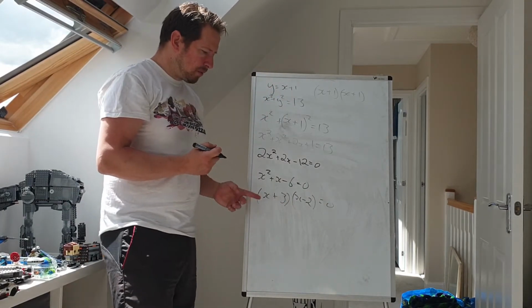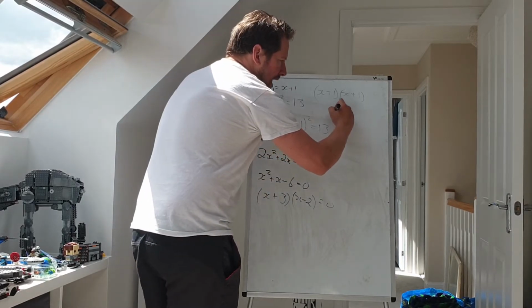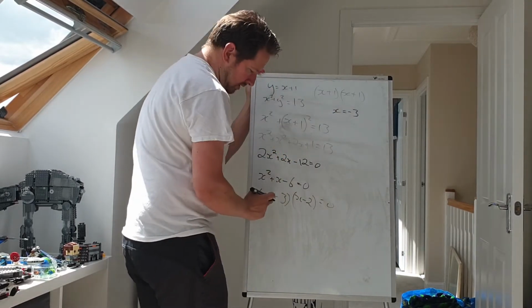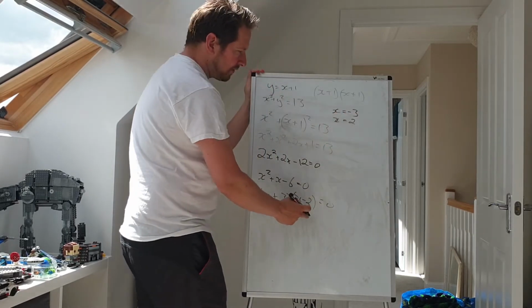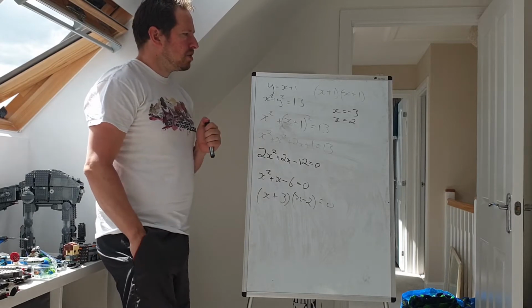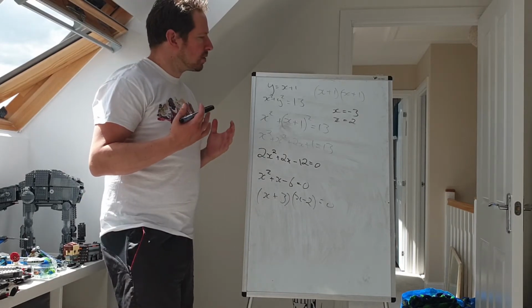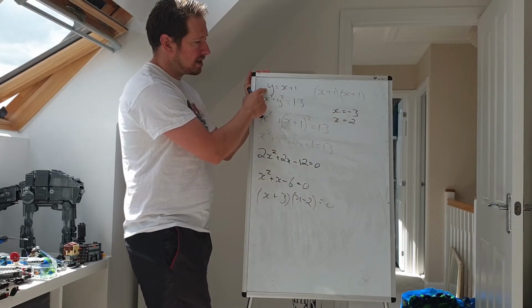Now just like normal, what we've got is two solutions here. So I've got x equals minus 3 as the solution for this one, x equals 2 as the solution for this one. Now, just as with normal simultaneous equations, once we've got the x, we've got to find out what the value of y is.